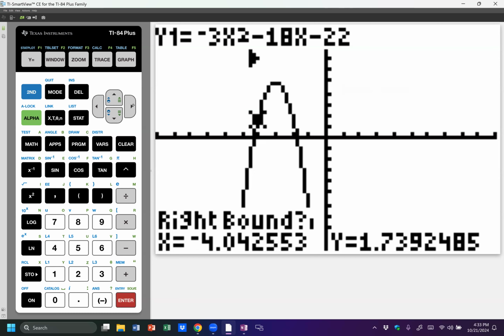And now it says right. So I'm going to move my cursor over to the other side. Remember, you're only using right and left arrows. Never push the up or down because they don't work. It's just right and left. The right side of my graph, anywhere on the right. And we're going to hit enter.